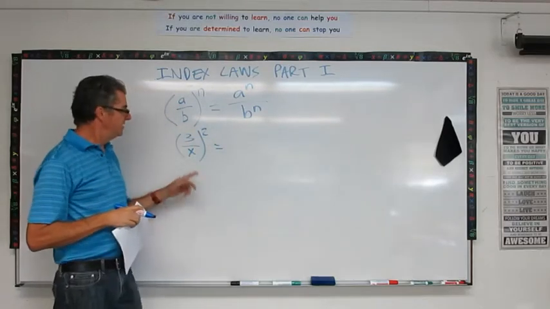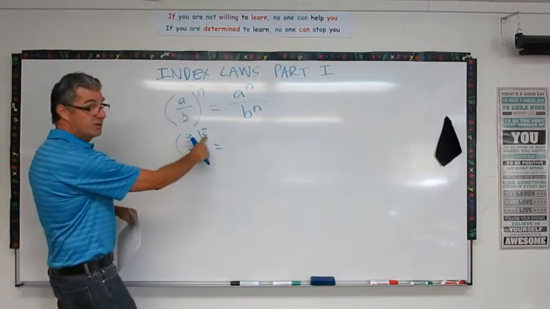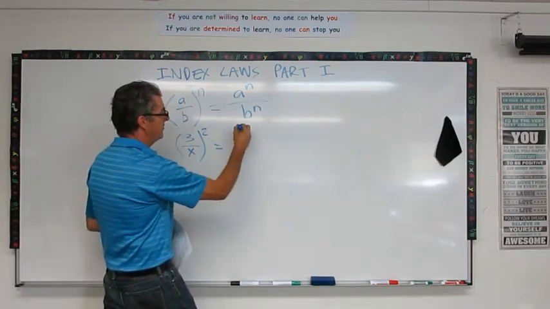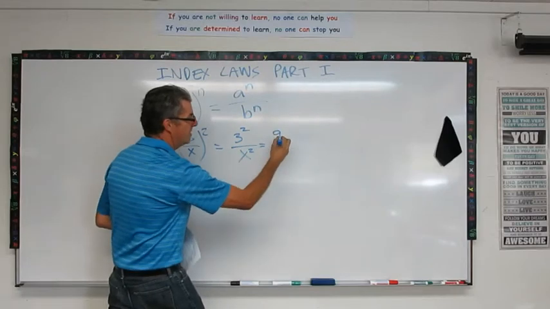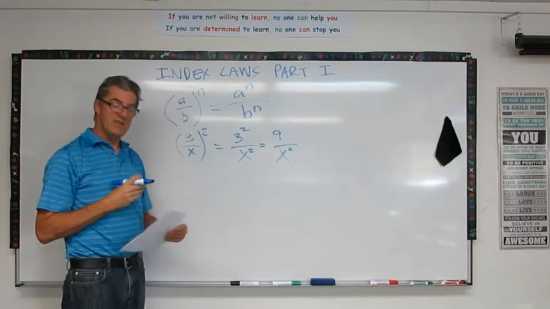Pause the video, see what you get. Okay, let's take a look at this one. I'm going to distribute the second power to the 3 and to the x, and I'm going to get 3 squared over x squared. And we can simplify this one step further and get 9 over x squared. Okay, let's try another one.